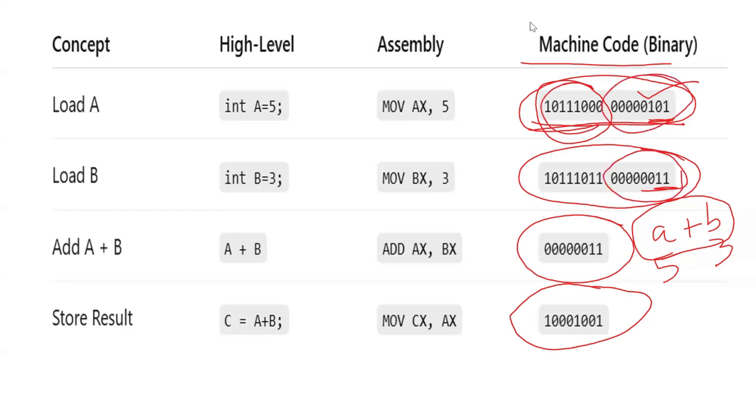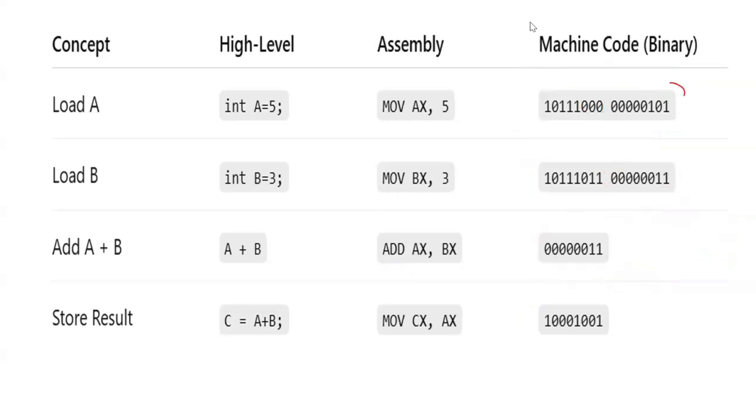And what is this? This is nothing but the opcode. Opcode is nothing but the mnemonic that I talked about, which is the binary code for move AX. This is the binary code for move BX, and this is the binary code for adding, and so on. You can see that the binary code over here is very difficult for humans to understand.